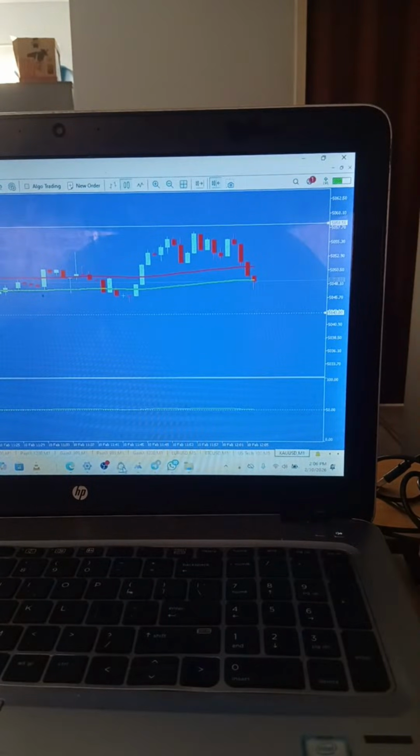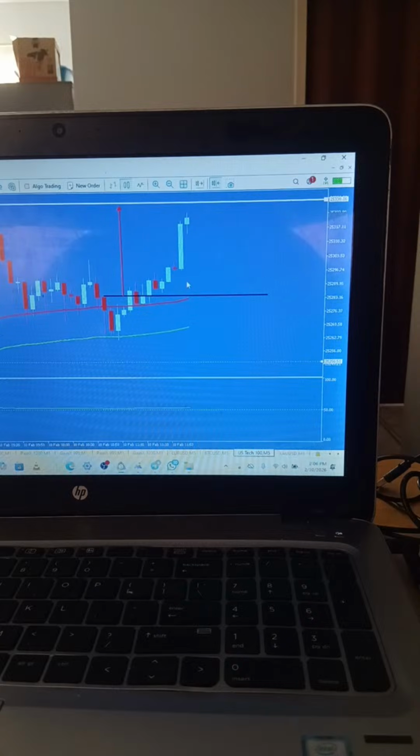Going back to business, price just kissed. It didn't reach our entry, it just kissed our TP, and now it's dropping. This is very common in gold. Gold moves like that. But US Tech 100, we are killing it. We are killing US Tech 100.